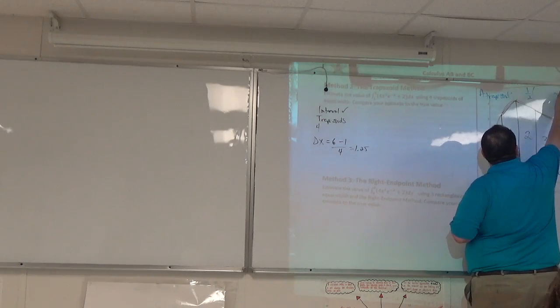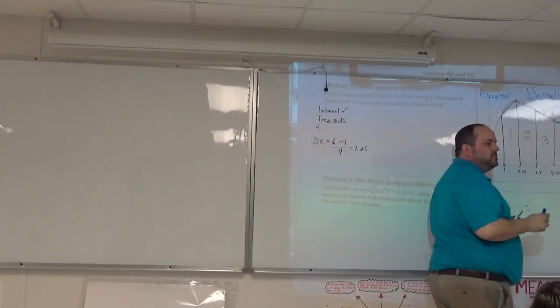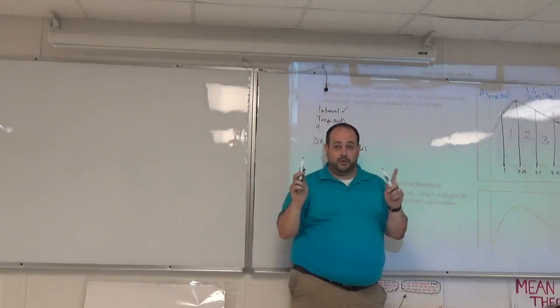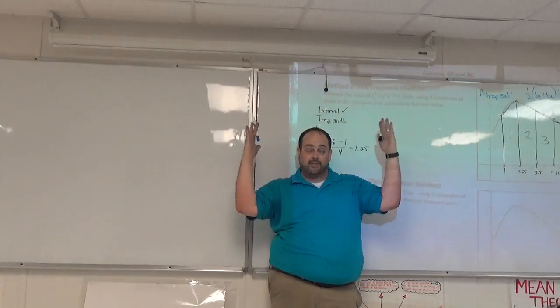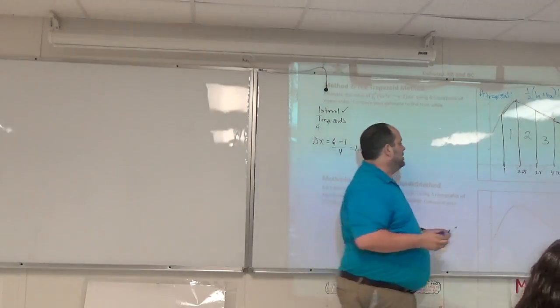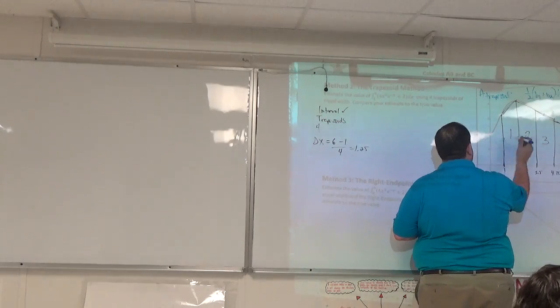Just in general, the area of a trapezoid is base 1 plus base 2, times the height. And make sure that the most important thing with these bases is that they're parallel. They have to be parallel, and the perpendicular is the height.